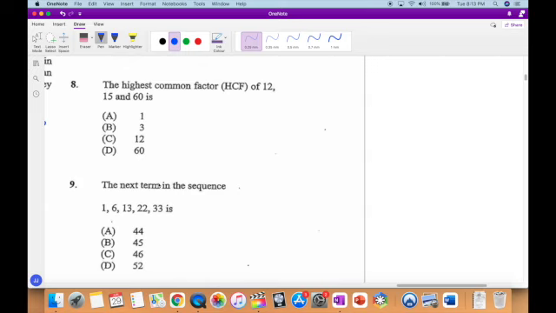The highest common factor of 12, 15, and 60. Remember, a factor is smaller and a multiple is bigger. So we're looking for numbers that are smaller than 12. So the highest common factor of 12, 15, and 60 would definitely be 3, because 3 can go into all of them.